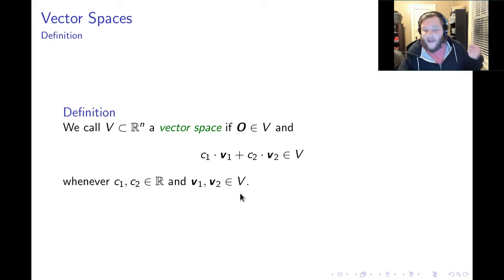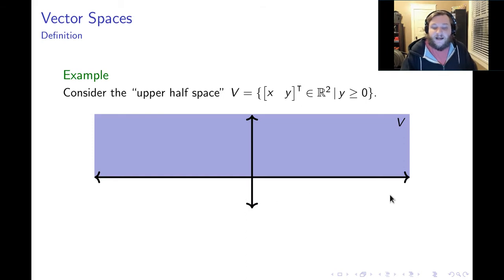So if you give me any two vectors in the collection, and I take any linear combination of those two vectors, in order to call the collection a vector space, we must be guaranteed that the linear combination I took is in the collection. So let's look at an example of something that is not a vector space.